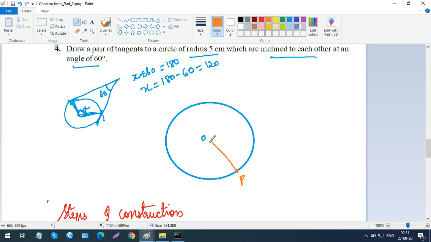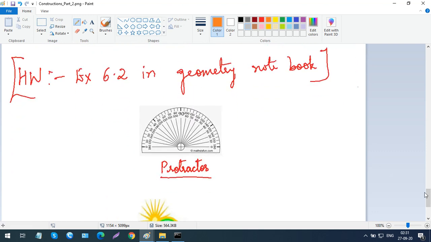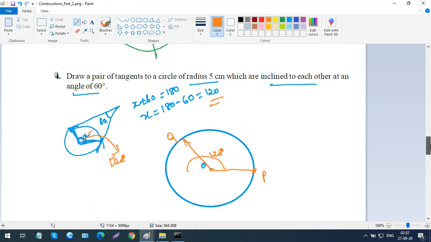Now keep your protractor. You know what a protractor is, right? This is what your protractor looks like. So take a protractor and draw 120 degrees. If that's confusing, you can mark the point P over here itself and draw a straight line like this. Now keep your protractor over here and mark 120 degrees, because we found out that we are supposed to have 120 degrees in the middle, right? This and this should add up to 180, so this is supposed to be 120 degrees. So you draw 120 degrees using your protractor, and it will be somewhere over here. Mark it as Q.